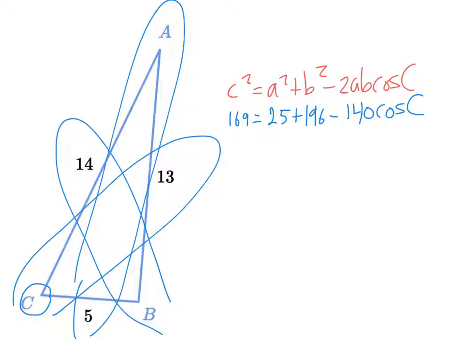There's a tendency to want to combine the three numbers on the right side. However, 140 is attached to cosine of C by multiplication. We cannot combine that with the other two. So what I'm going to do is move these to the other side. And when we do that, I'm going to combine these two first. So 196 plus 25, we got 221, plus 5 is 221.